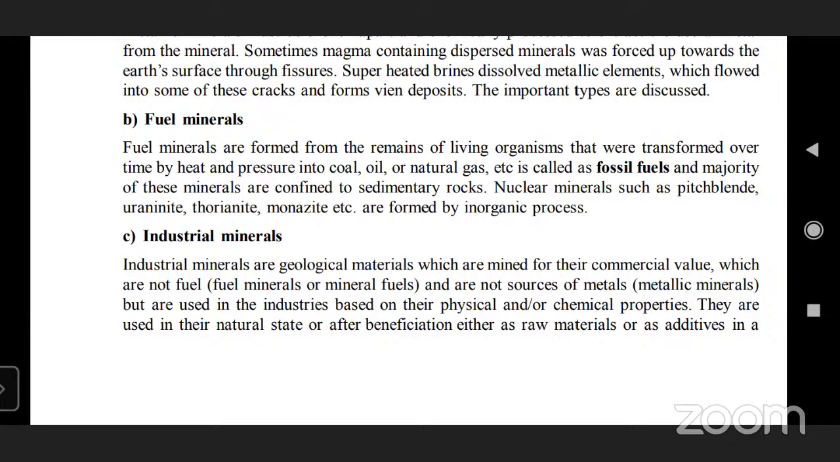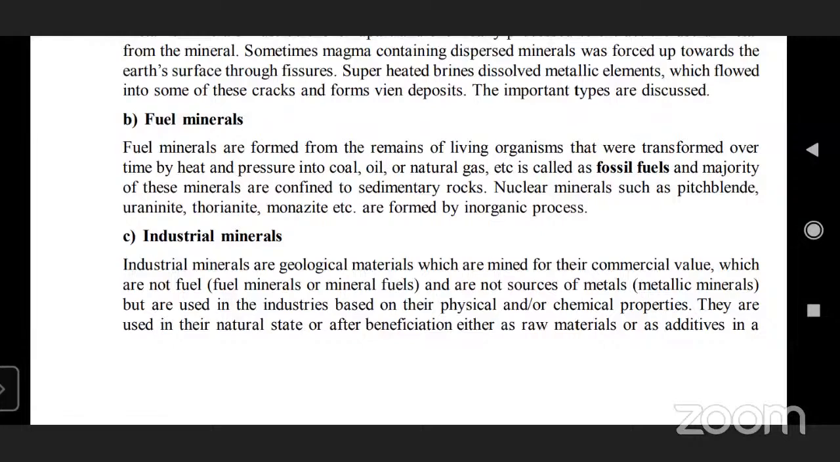So the industrial minerals are the geological materials which are mined for their commercial value. Industries means for the sake of commercial value. They are mined out for their commercial value, which are not fuel. Fuel minerals are mineral fuels and are not a source of metals. So the industrial minerals are geological materials mined for their commercial value.